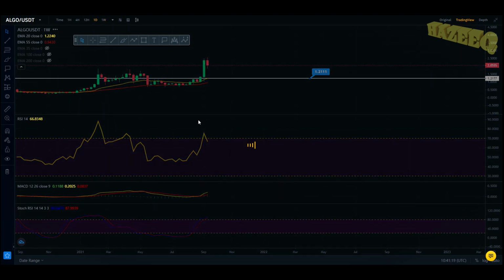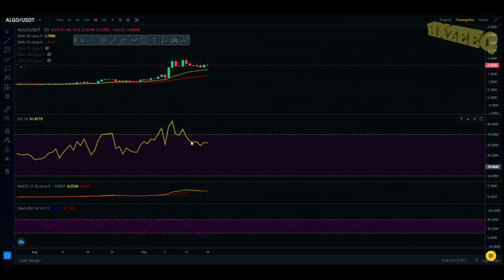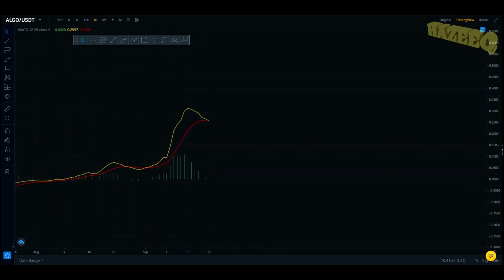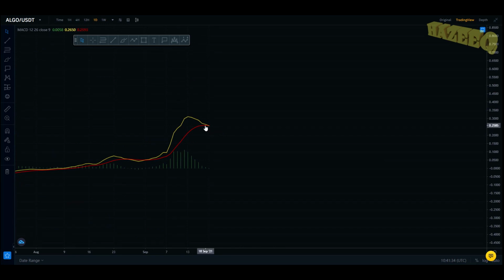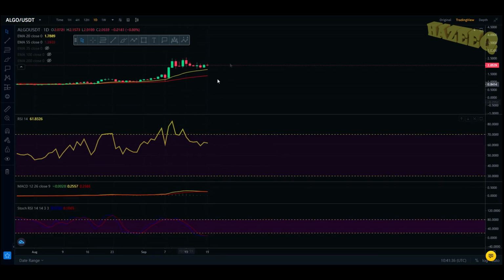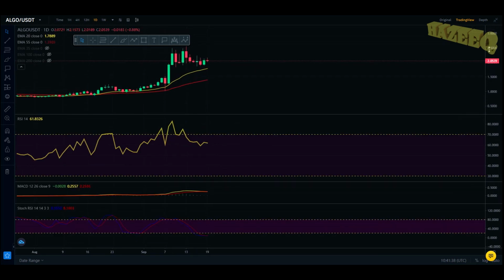Moving to the daily chart, do apologize if it's a bit laggy. So yeah, we're sitting at 61 on the index on the daily chart, but I still do think that there's some potential move towards the downside incoming. MACD bearish cross on the daily inbound. We do have a bearish cross. This pretty much confirms that we're going to be entering a downtrend.